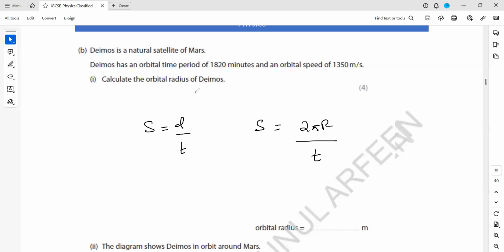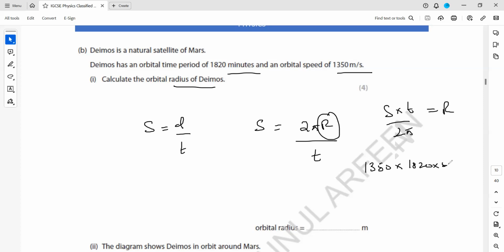So if we need the orbital radius, r is our subject, so it will be speed multiplied by time divided by 2 pi. That will be r. What about the speed? Speed is 1350. Because speed is in meters per second, time should be in seconds. So it will be 1820 times 60. So we convert into seconds. And then this is divided by 3.14. This will give us a value for r.